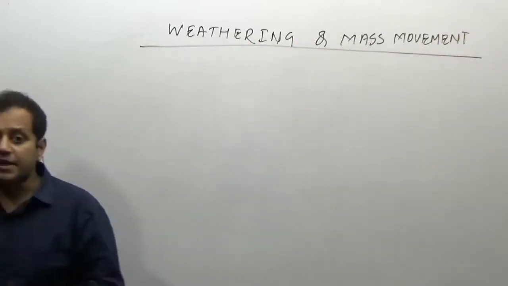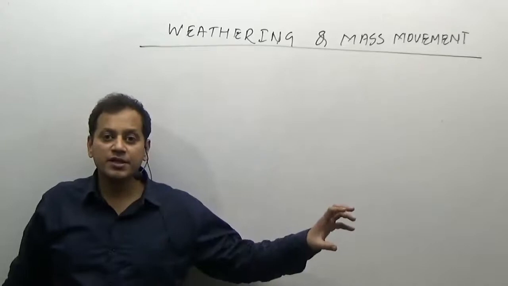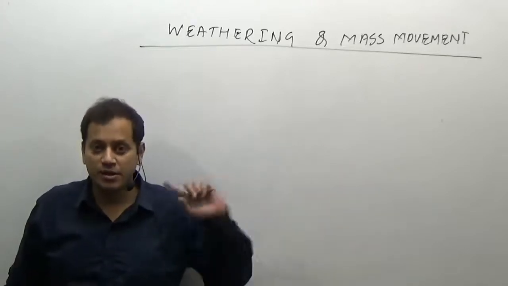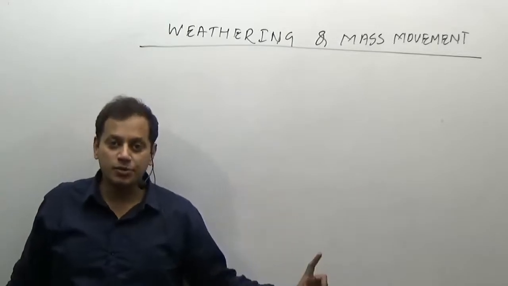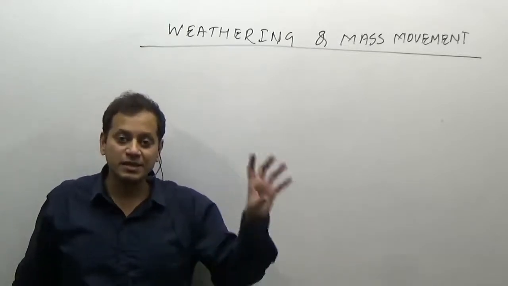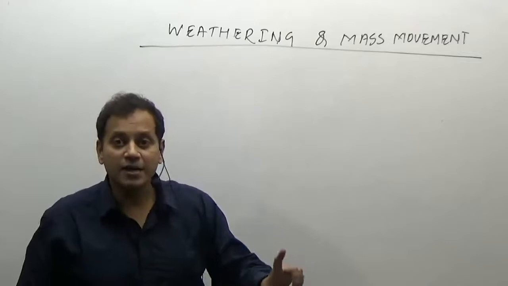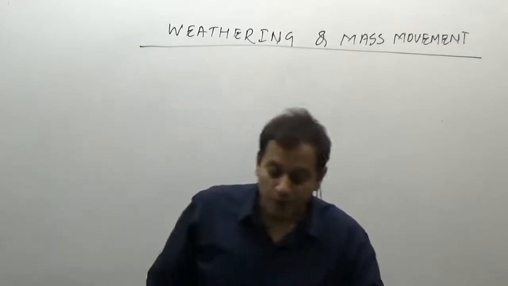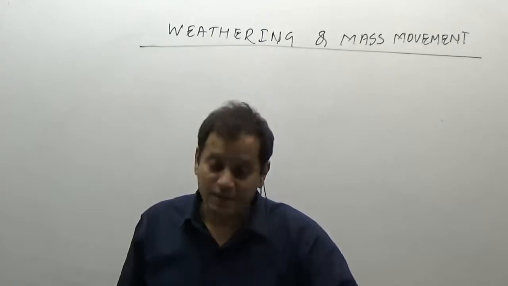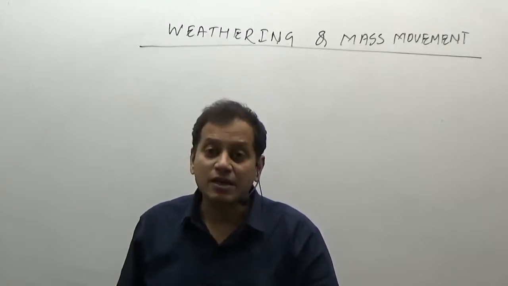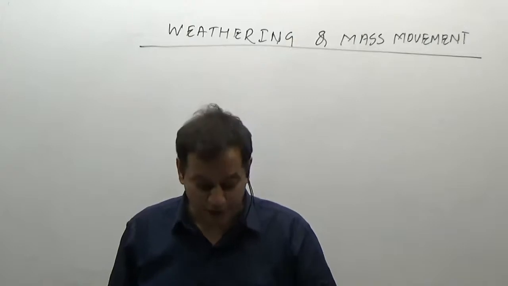So what is weathering? Physical disintegration or chemical decomposition. I am using two different words, physical disintegration or chemical decomposition of the rocks at the same place, that is in situ, can be defined as weathering. So weathering is a process in which there is a gradual disintegration of rocks at the same place without any large scale transportation of the weathered material.